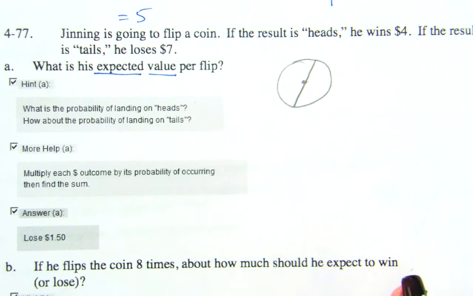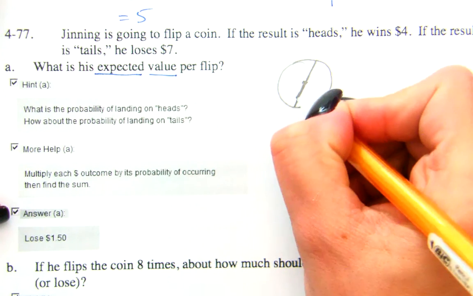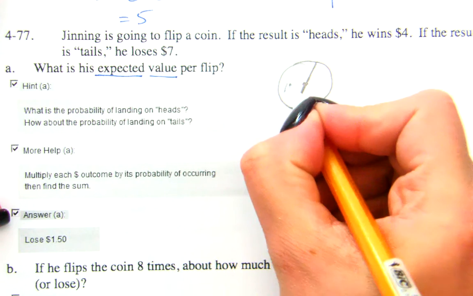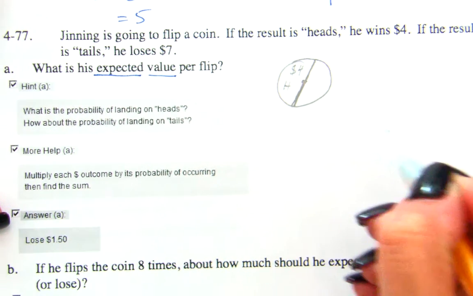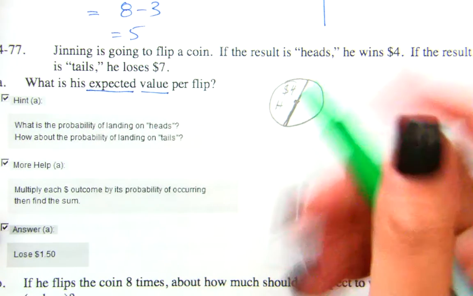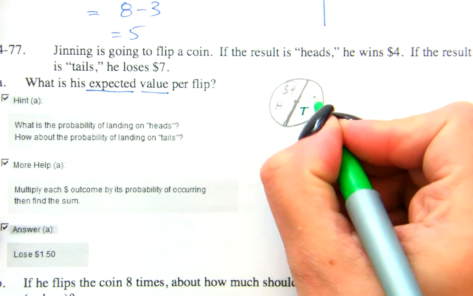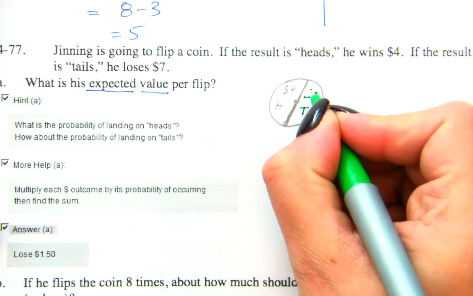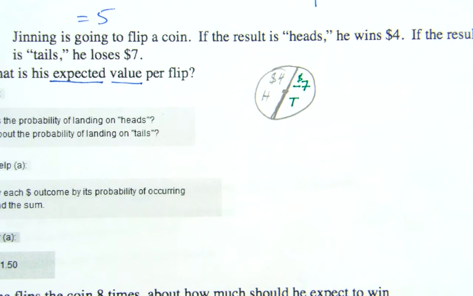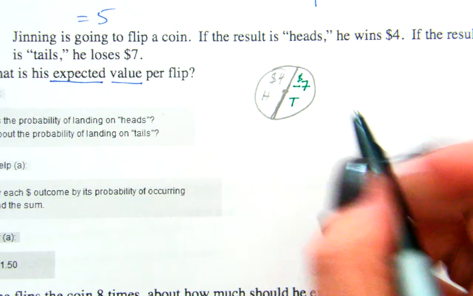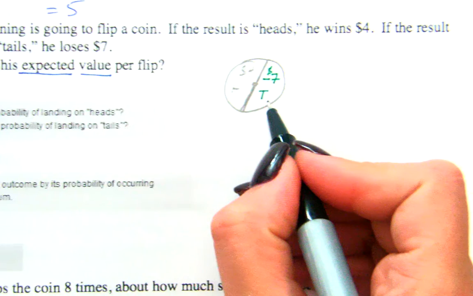Heads and tails, so on a coin you have a 50-50 chance of getting heads. If he gets heads, he's going to win $4. If he gets tails, he's going to lose $7, so minus $7. Sorry if you can't see that very well. So the question is, what is the expected value per flip? So let's do an actual expected value problem. 50% for this side, 50% for that side.